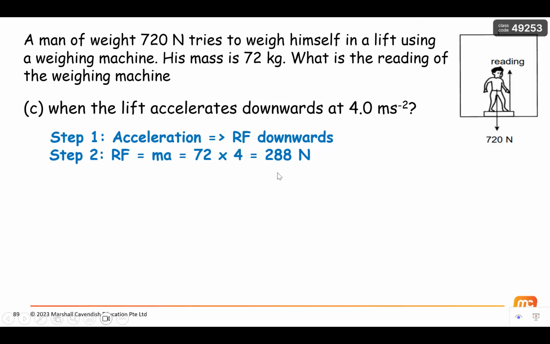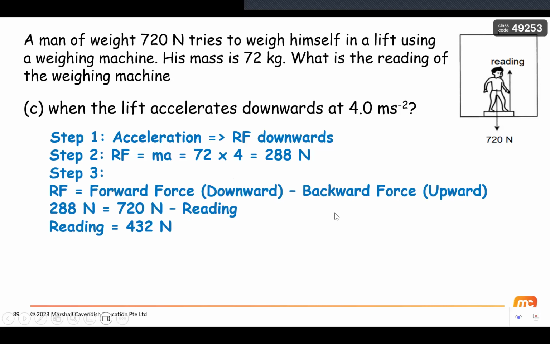So in order to get the reading, which is one of the individual forces, I go into step number 3, whereby I have resultant force equals forward force minus backwards force. In this case, because the leaf is moving downwards, or the acceleration is downwards, the motion is downwards, so my forward direction becomes downwards. So my forward direction becomes 720 minus my upwards direction, which is the reading. I get my resultant force, which is 288. And then I do my manipulation. I get my reading is now 432 Newtons.